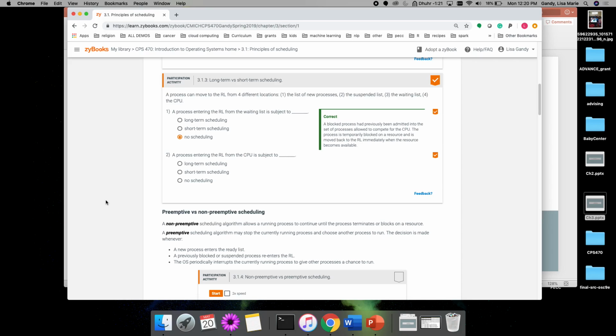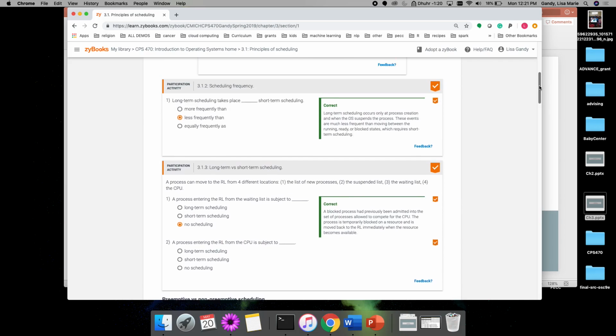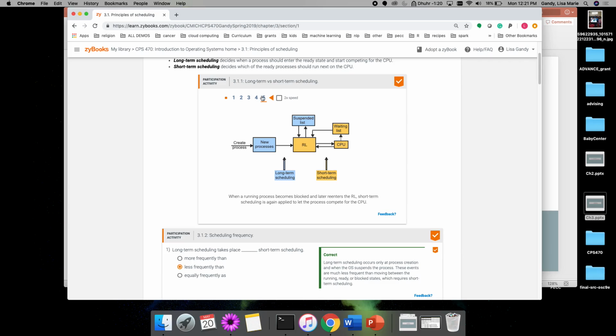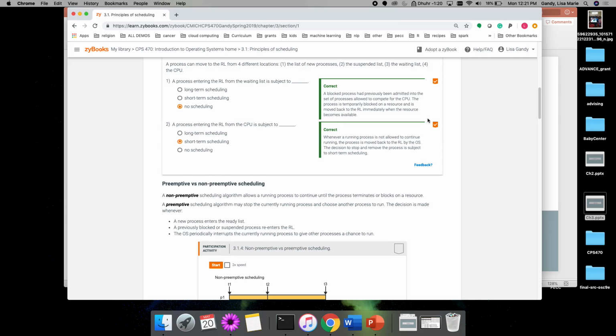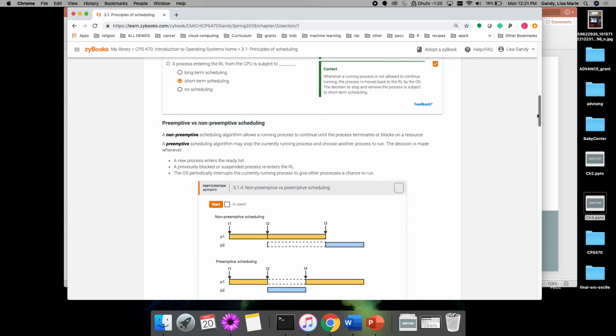So is it long-term scheduling, short-term scheduling, or no scheduling algorithm applies to it? What do we think? The chart helps. You want me to go back up to the chart here? So we go from there, it's short term. Yeah, good. Yes. So whenever a running process isn't allowed to continue running, the process is moved back to the ready list, and the decision to stop and remove the process is subject to short-term scheduling. Okay.